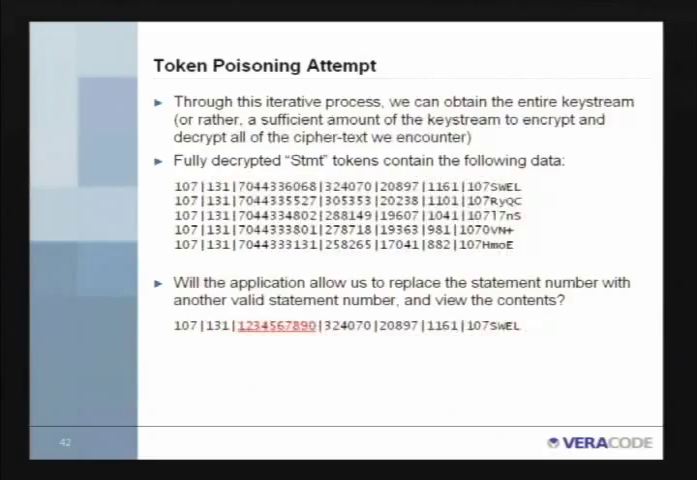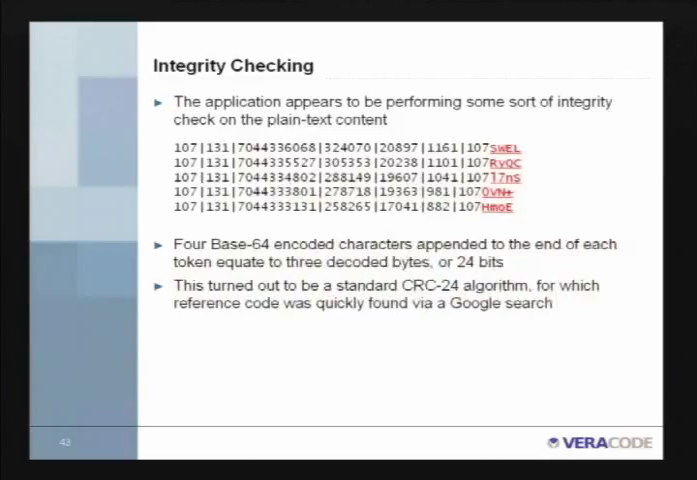So, the first thing, again, go for the slam dunk first, and then if not, actually go back and think. Will the application just let us replace the statement number with another valid statement number and view the contents? So replace one of the other statement tokens with another valid statement ID that we know of that doesn't belong to us, belongs to another user that we have access to. Change that field, leave all the other stuff the same because we don't know what it stands for anyway, and view the contents. Didn't work.